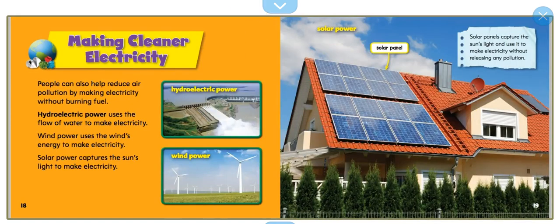Making cleaner electricity. People can also help reduce air pollution by making electricity without burning fuel. Hydroelectric power uses the flow of water to make electricity. Wind power uses the wind's energy to make electricity. Solar power captures the sun's light to make electricity. Caption, hydroelectric power. Caption, wind power. Caption, solar power. Caption, solar panel. Caption, solar panels capture the sun's light and use it to make electricity without releasing any pollution.